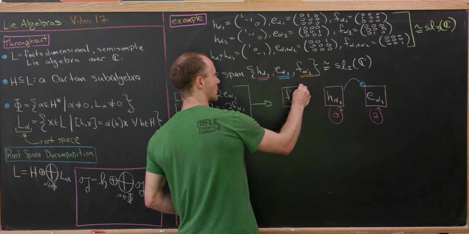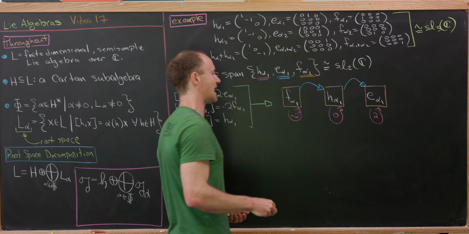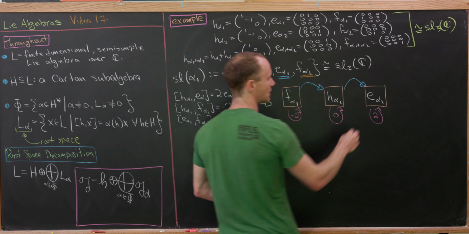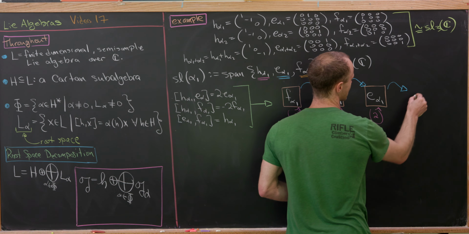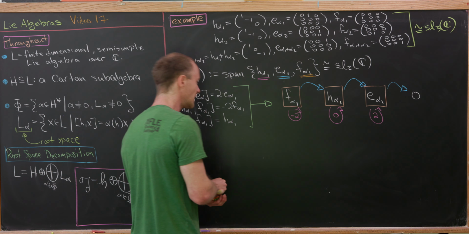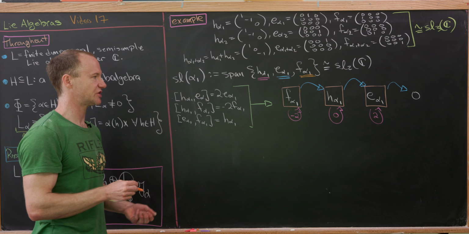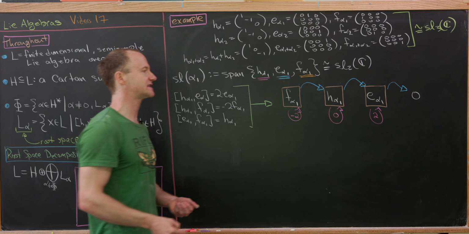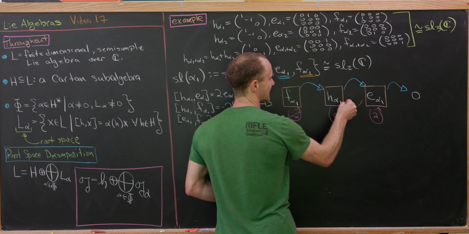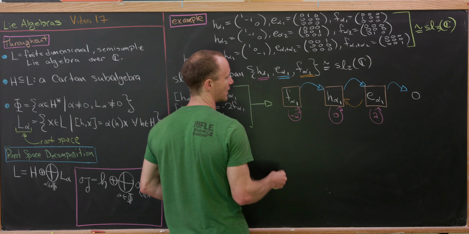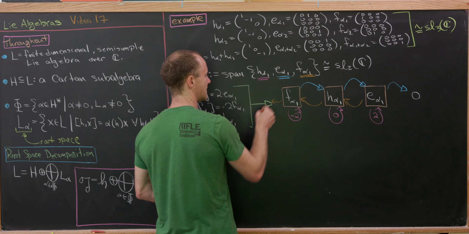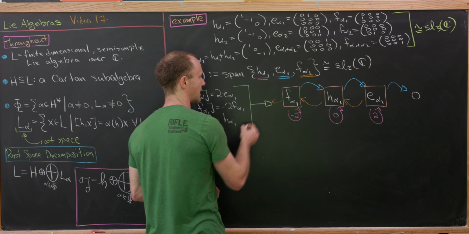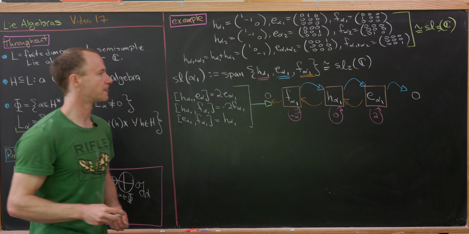And then furthermore, it'll take us from F alpha 1 to H alpha 1. And then, where does it take E alpha 1? Well, it's going to take it to the 0 vector space. And then, what does the action of F do? Well, it actually makes everything go backwards. So that's going to take E alpha 1 to H alpha 1, H alpha 1 to F, and then this F is going to be sent down to 0.